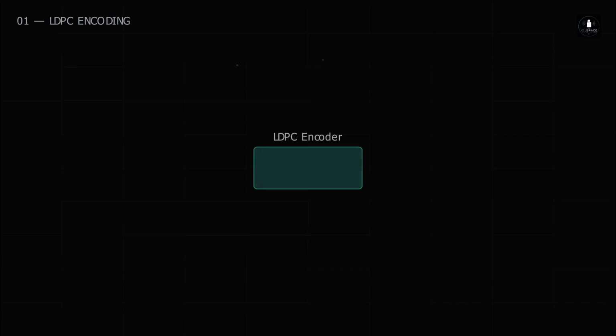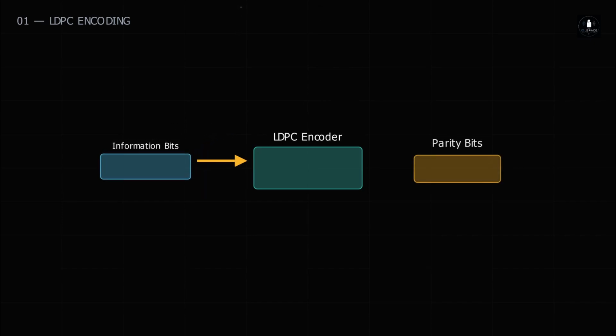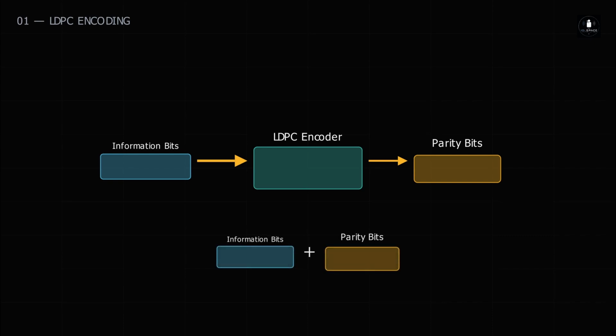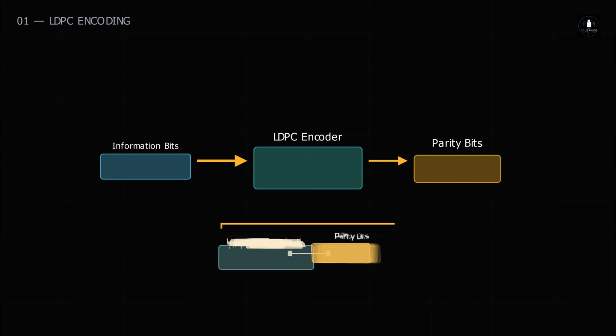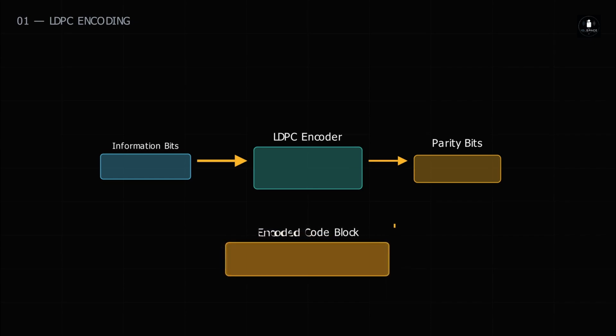The first step is LDPC encoding. Instead of changing the original information, the encoder computes additional parity bits. These parity bits are generated from the information bits, and later, they help the receiver detect and correct transmission errors. Finally, the original information bits and the newly generated parity bits come together to form an encoded code block. The encoded code block now contains the original information, plus extra redundancy, to make wireless communication more reliable.